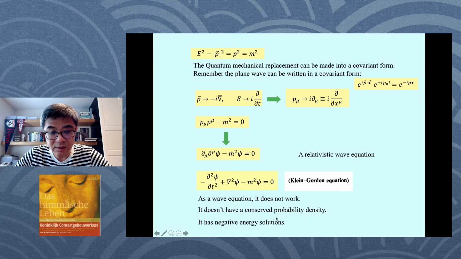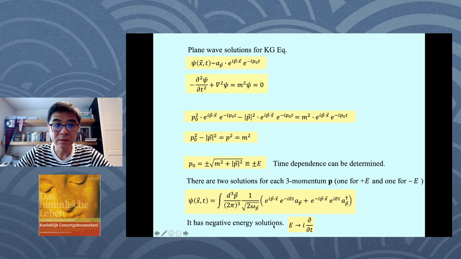However, there is another more relevant problem for us. This equation has a negative energy solution. It's quite obvious. When we solve this kind of wave equation, we usually plug in the plane wave. The plane wave consists of what I call exponential i p dot x times exponential minus i p0 t. This is the plane wave solution.